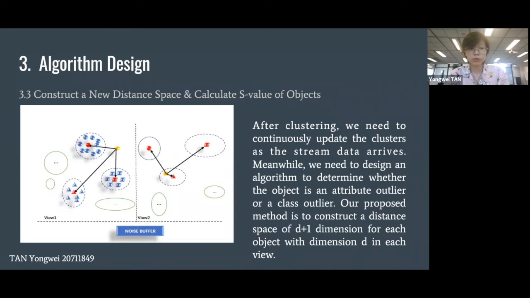Our proposed method is to construct a new distance space of d plus 1 dimension in each view. On the left-hand side, we can see a picture of how to construct a new distance space. We select the d plus 1 clusters with the most importance from each view based on the weight of the clusters. Every time a new data point comes, for example, the yellow one in this picture, we calculate the distance between it and the clusters in each view. Then we get a d plus 1 dimension distance vector for each view. Actually, we have to normalize the distance vector before we use it. Now the new distance space is constructed. It's a simple but effective structure that can help us find the class outliers easily.